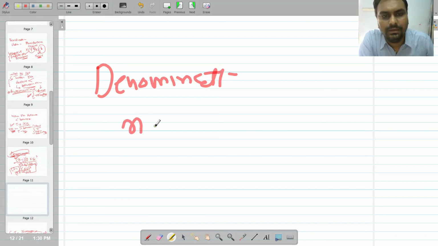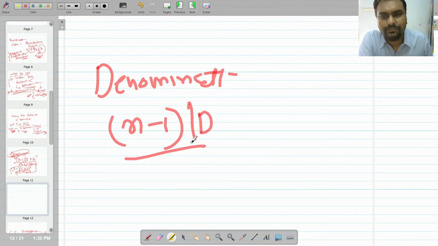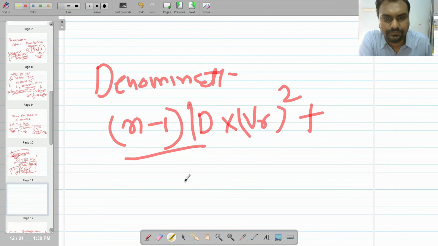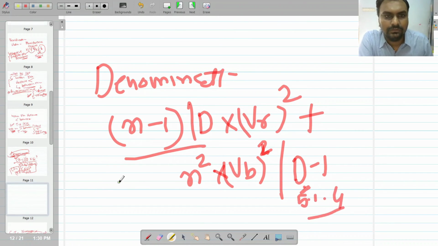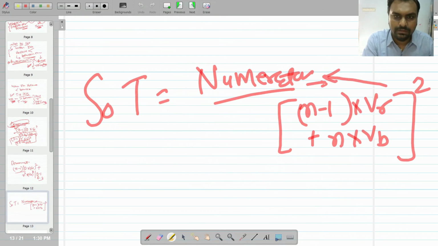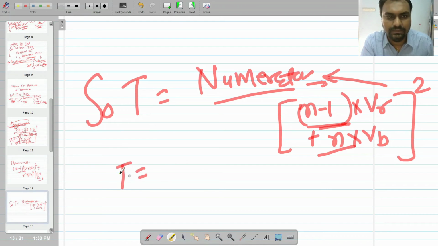It will be n minus 1 upon d into within-run square plus n square into between-run variance square divided by d minus 1. Here days is 5, so 5 minus 1 will be 4. So we got the denominator. The numerator we have already learned. So from that we get the t value.